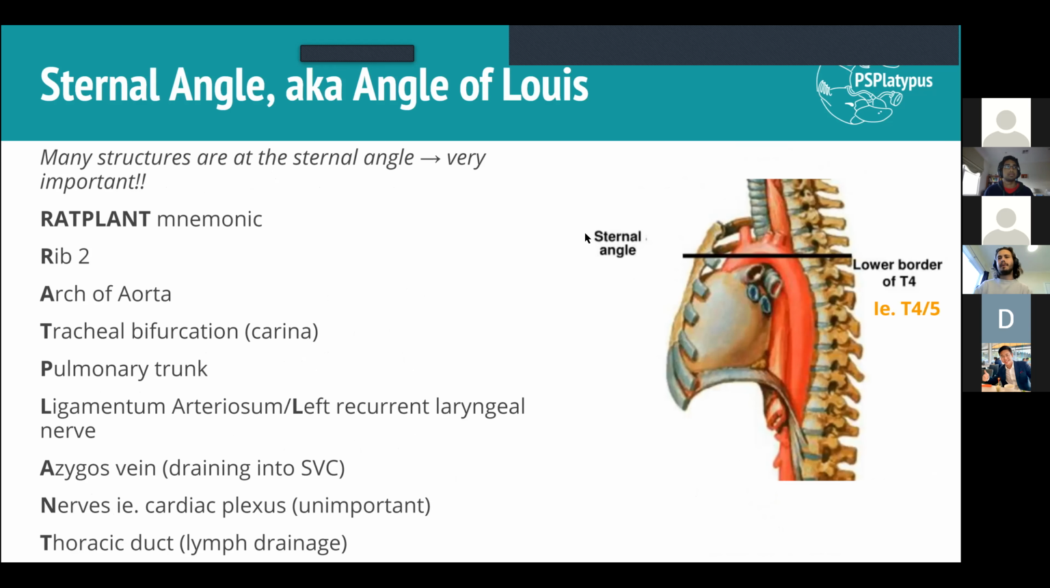All right. I'm not going to go into too much detail because I'm not sure that this was actually in your lecture, but it'll come up again and again. It's quite relevant because there are so many important structures at the sternal angle, so that level of T4-5, or maybe the lower border of T4, depending on what reference you check. So the mnemonic that people tend to use is rat plant, and that just has all of these structures here. Quite a lot of these you won't be familiar with yet, because you haven't done the respiratory system yet, which is the lungs for breathing.